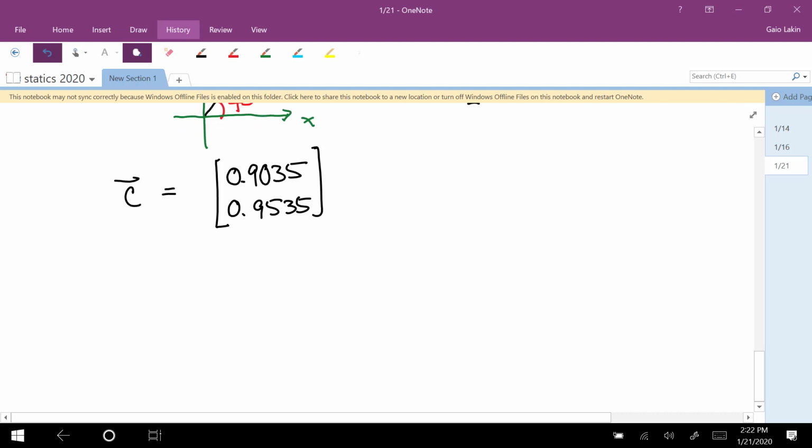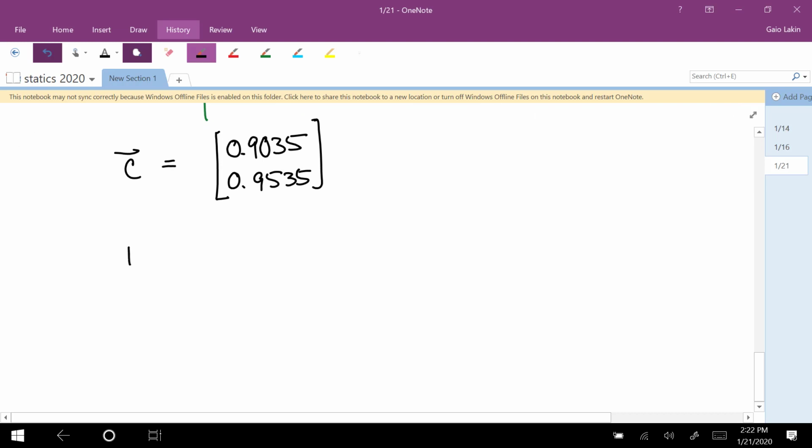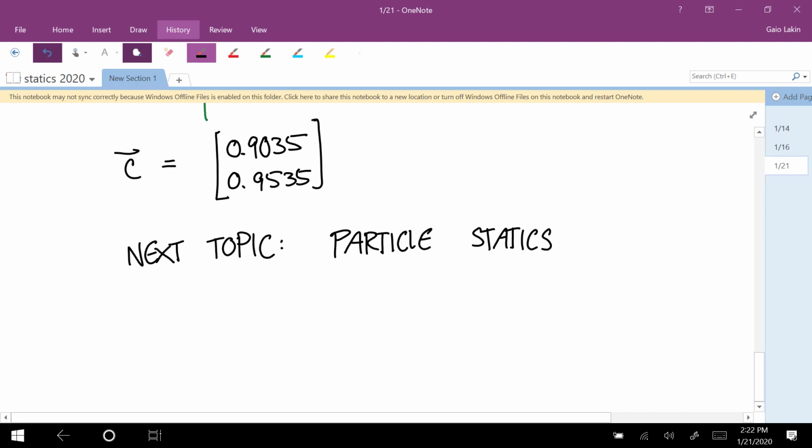All right. So the next topic, in a way the first topic, is particle statics. Well, what is a particle? A particle is an object that you're treating as having zero length dimensions. So this is what a particle is.